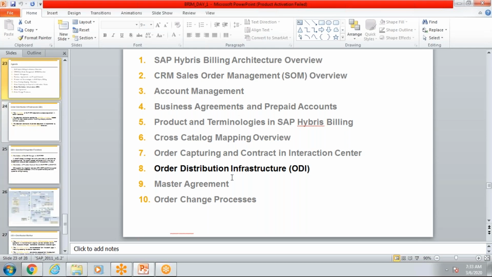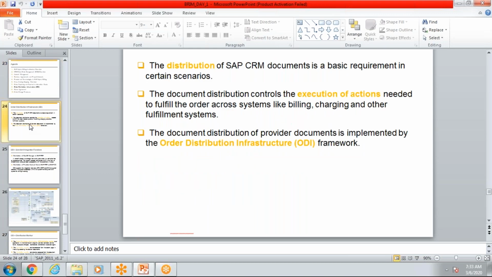Okay. Then order distribution infrastructure, or the fulfillment process. After the contract is created in the CRM system, the contract has to flow to the ECC as well as the convergent charging systems, right? Sending this contract to these two systems is called order distribution infrastructure. There are certain configurations related to that order distribution infrastructure so that the contract will be sent to CRM and ECC systems.